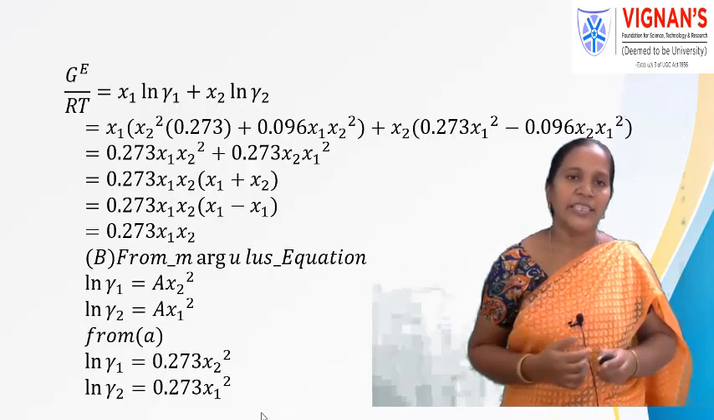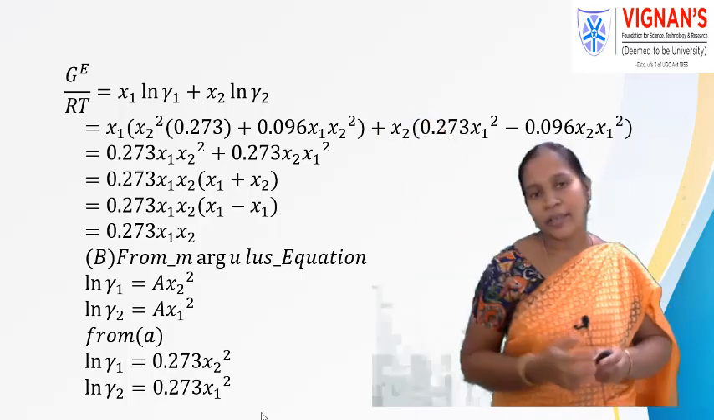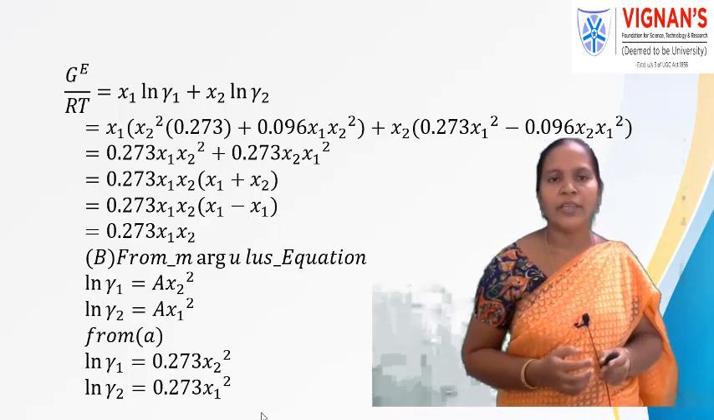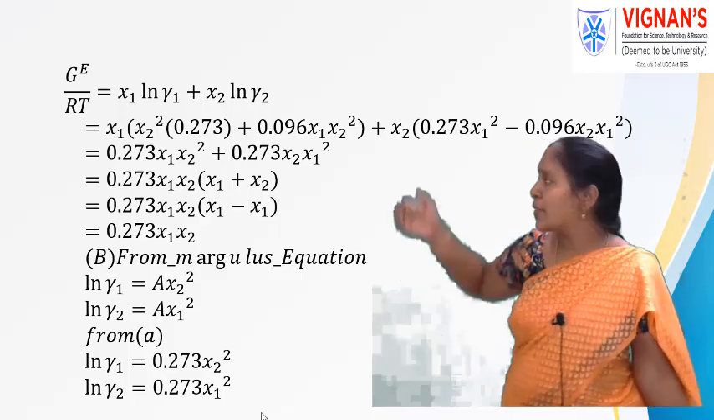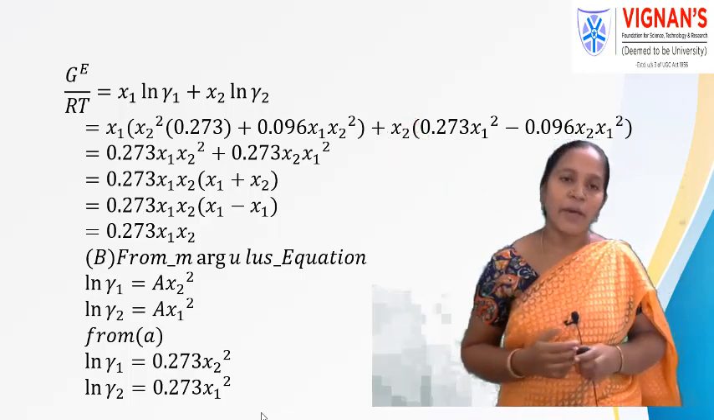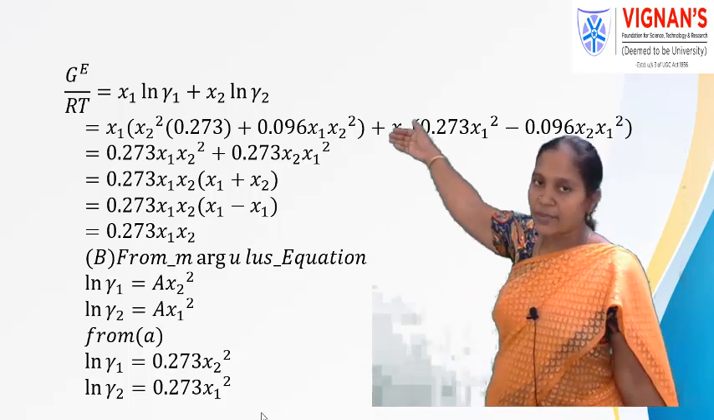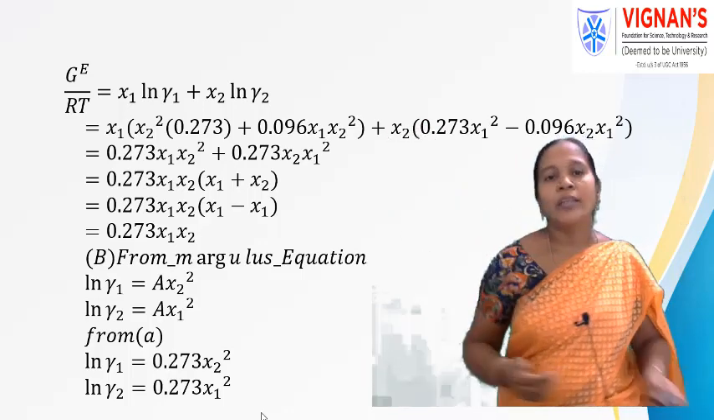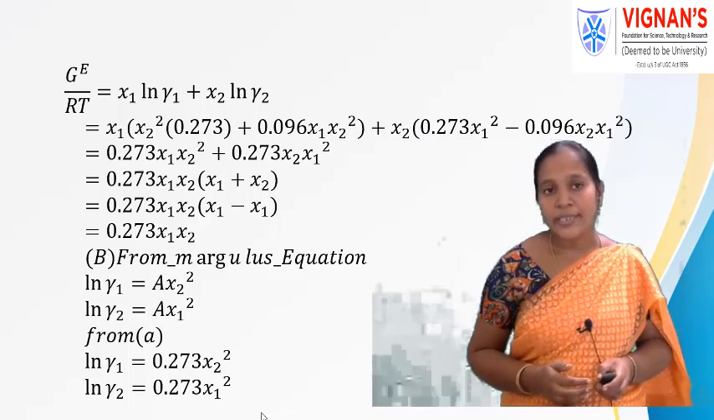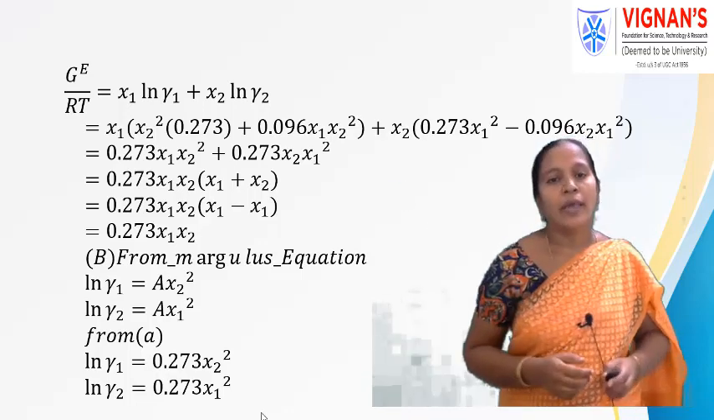We know that GE by RT is equal to x1 ln gamma 1 plus x2 ln gamma 2. Already the ln gamma 1 and ln gamma 2 expressions are given in our problem. Substitute the gamma 1 and gamma 2 values here. Then simplify the GE by RT expression. That is 0.273 x1 x2 square plus 0.273 x2 x1 square. Therefore, GE by RT is equal to 0.273 x1 x2.